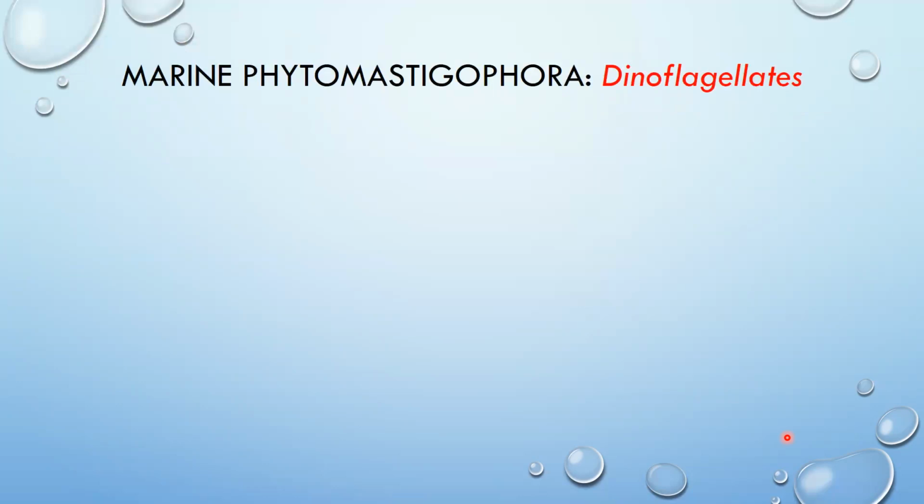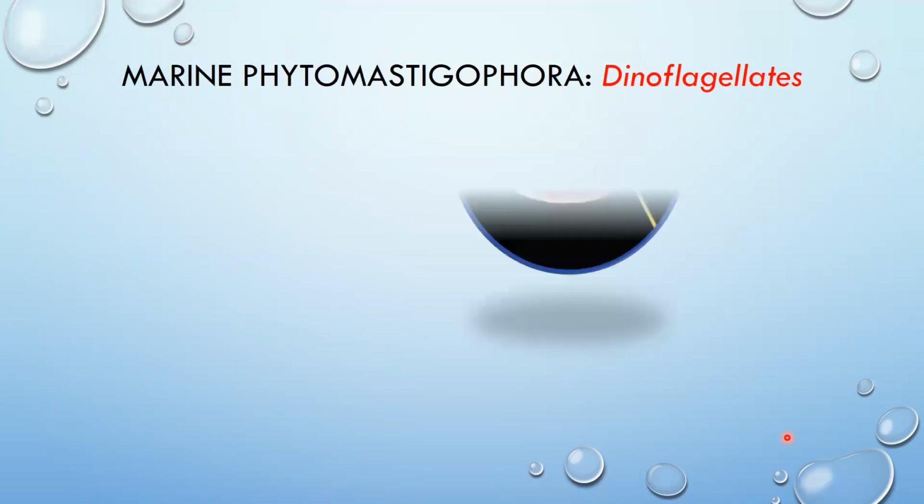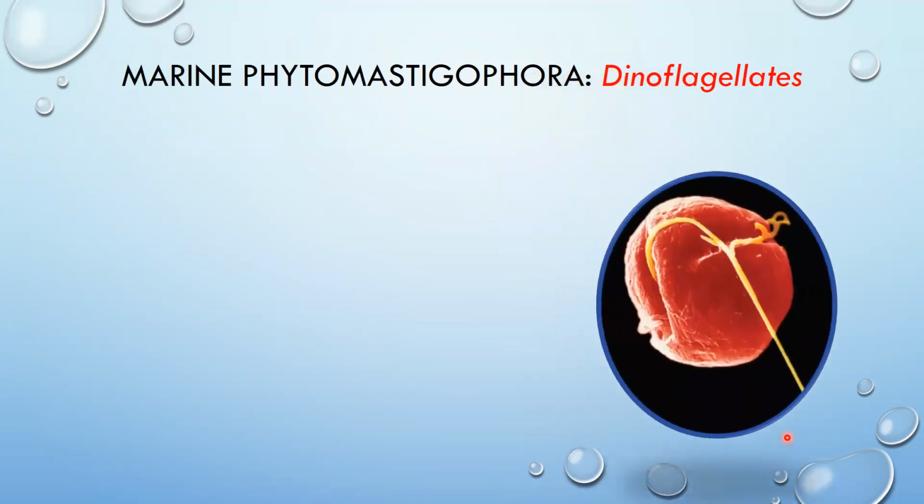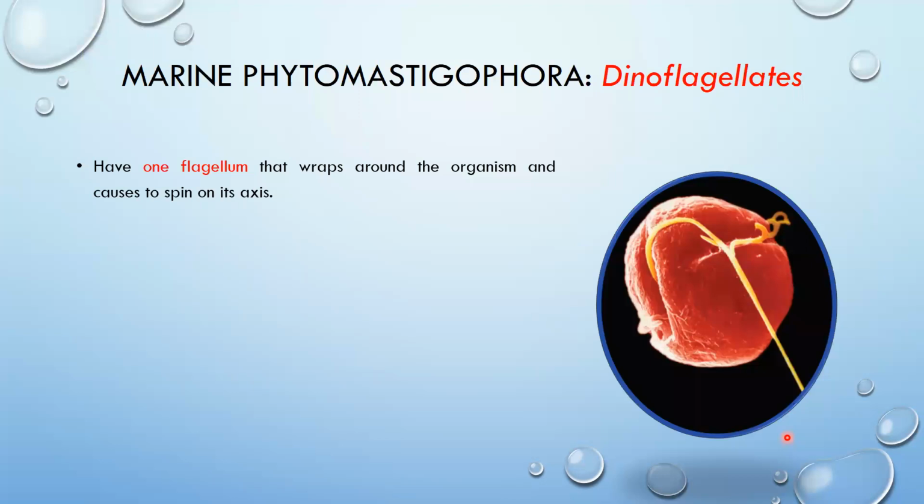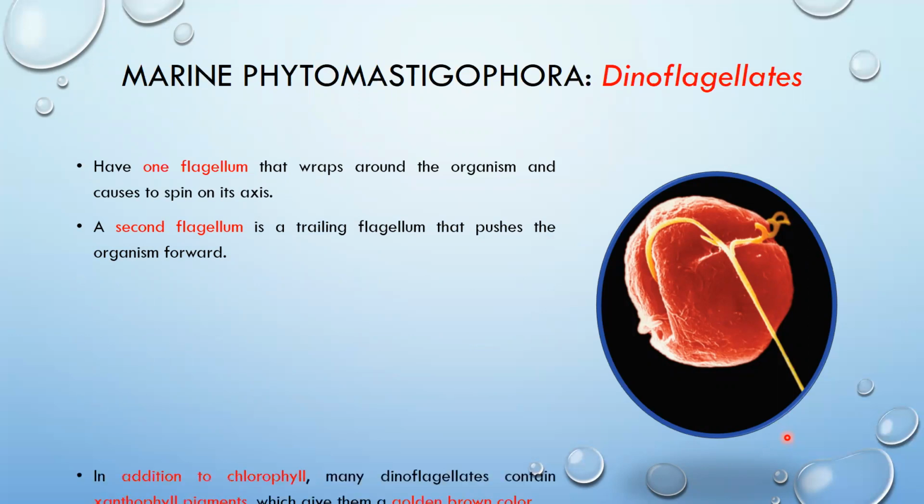Now, we have marine Phytomastigophorans. The example of the marine Phytomastigophorans includes the Dinoflagellates. Di means 2. They are having 2 flagella. One flagellum wraps around the organism to cause it to spin on its axis, and the second flagellum is a trailing flagellum that pushes the organism forward.